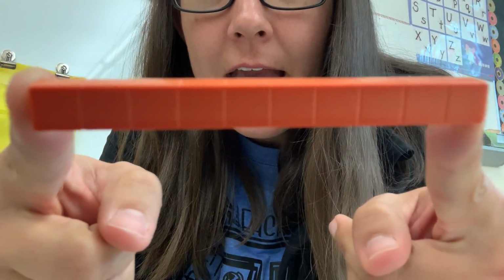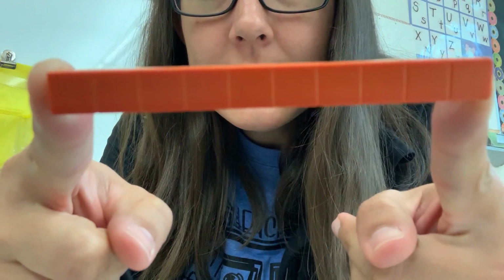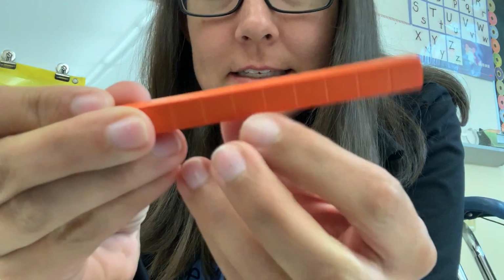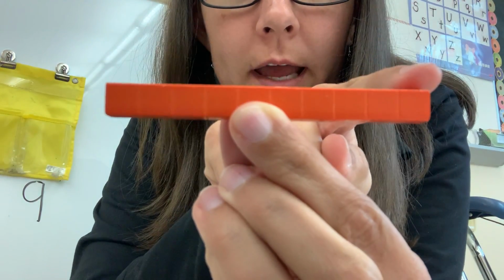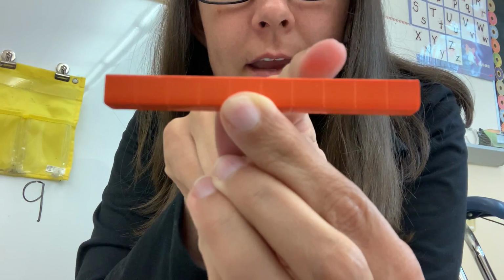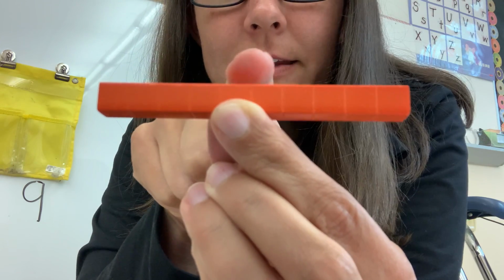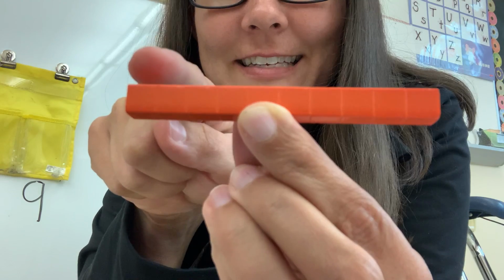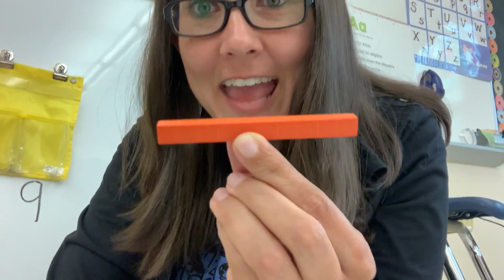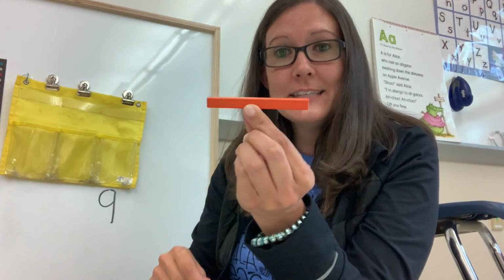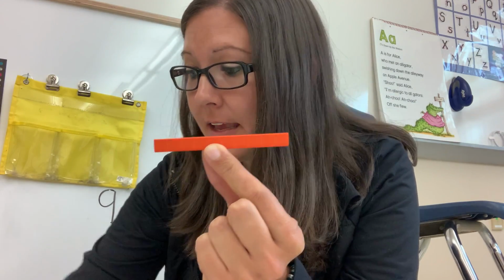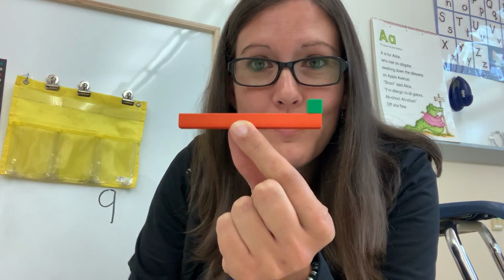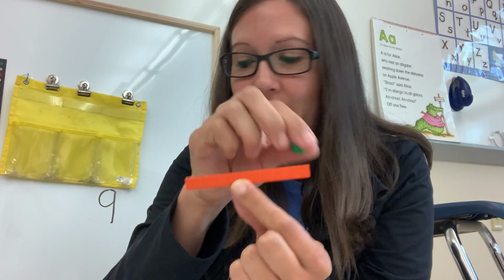Can you see how there are 10 little bitty ones cubes and they're all stuck together? Let's count them. 1, 2, 3, 4, 5, 6, 7, 8, 9, 10. There are 10 ones inside this 10 stick. If I took my little cubes like this and I lined them all up, I would be able to fit 10 of them on here.